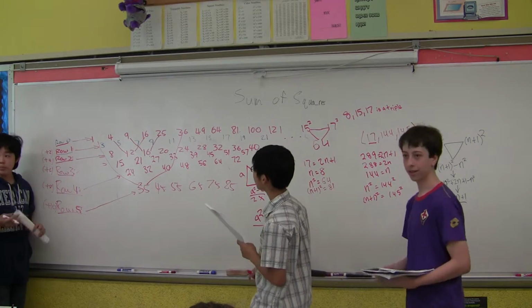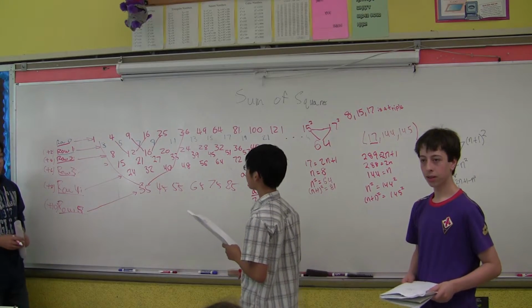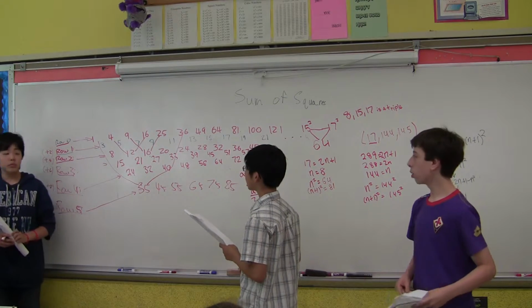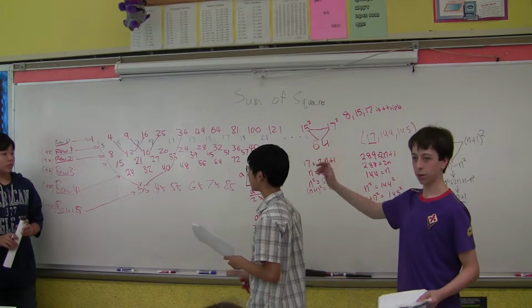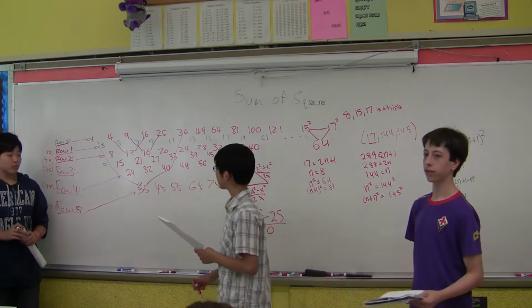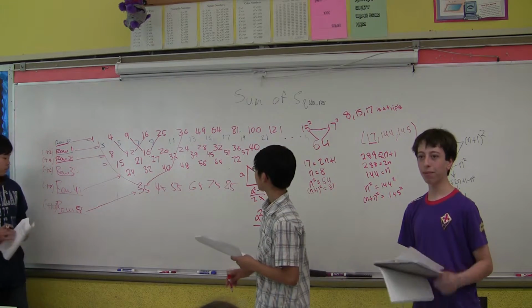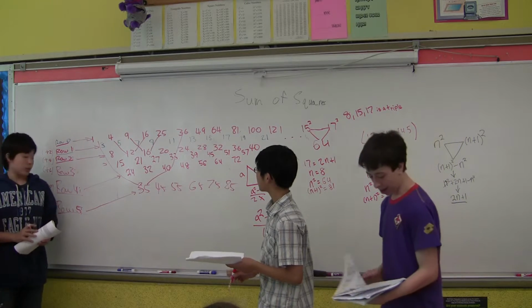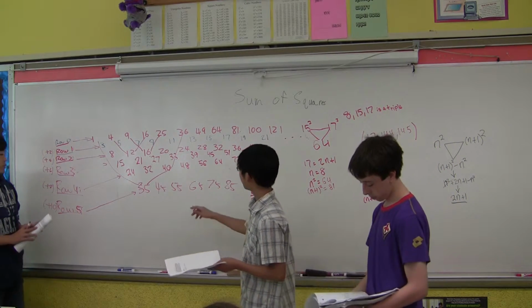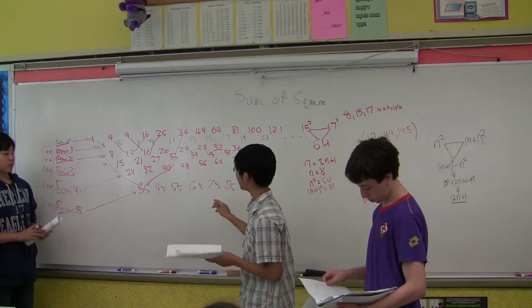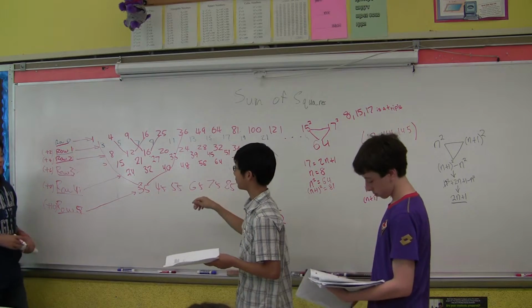Wait, are you saying that 35 cannot be part of the criteria at all? No, we're just saying that's just how that row starts. That row starts with the 35. It's right about there. I haven't done that. I guess if a square ends in 5, it's part of a Pythagorean triple like that.